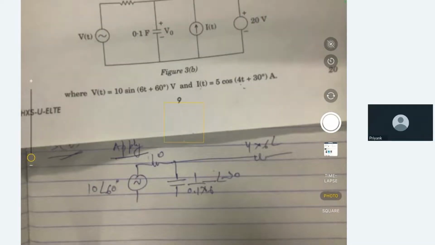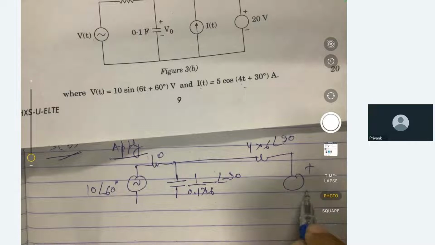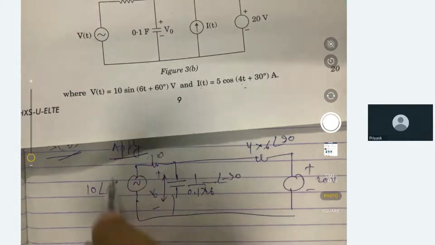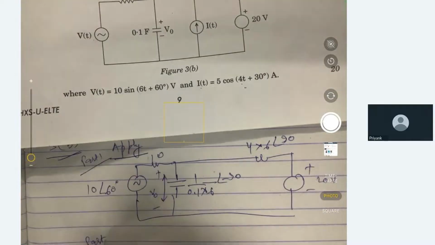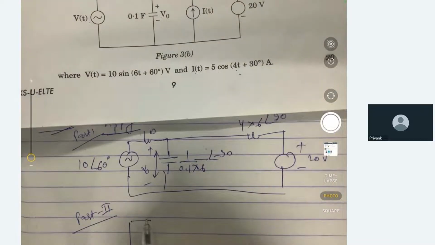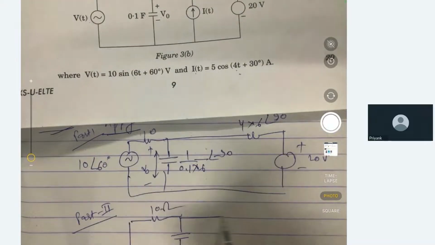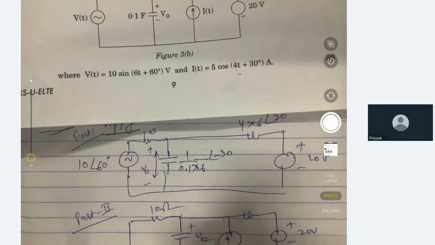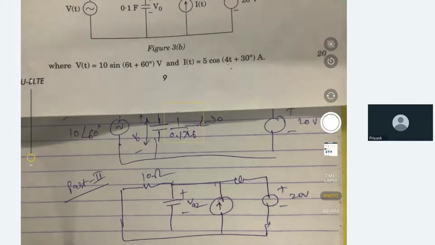It is 20 volt. We will find out this V0 using this, and this is part 1. Part 2 will be... we'll sort this, 10 ohm. Then we will find this V02 from here, and from 1 and 2 we will add both. Right, so is it okay?